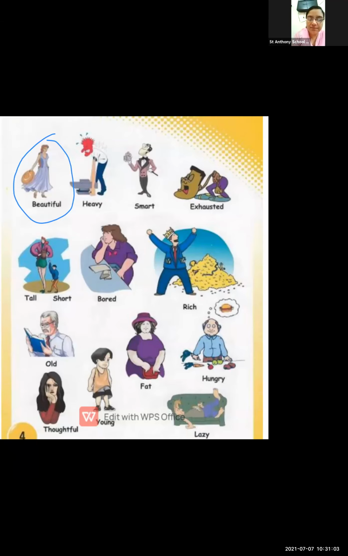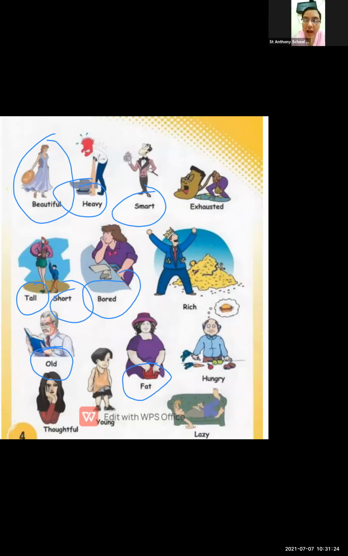This is heavy. The boy is smart. I feel bored. This is so tall and he is so short. An old man reads a book. There is a man, but how is he? He's an old man. She looks so fat. I'm so hungry. I feel so lazy. I become a rich person. So these are the words when you are describing something, it is called an adjective.